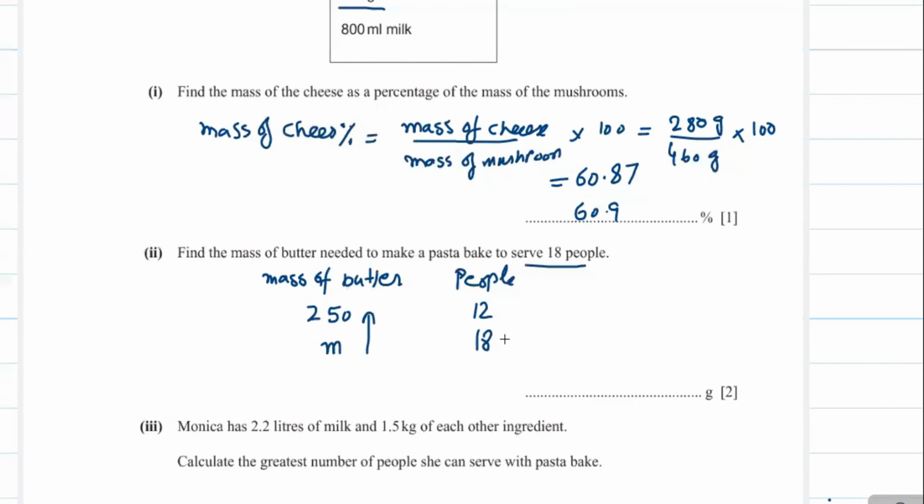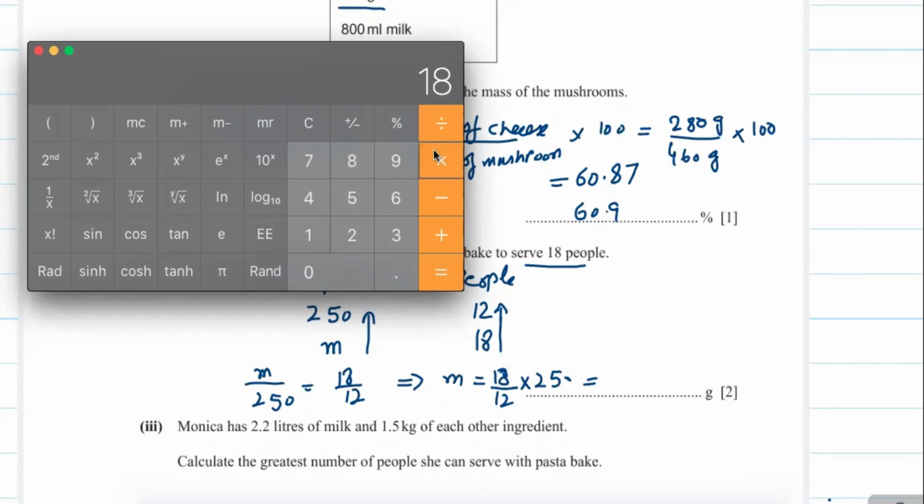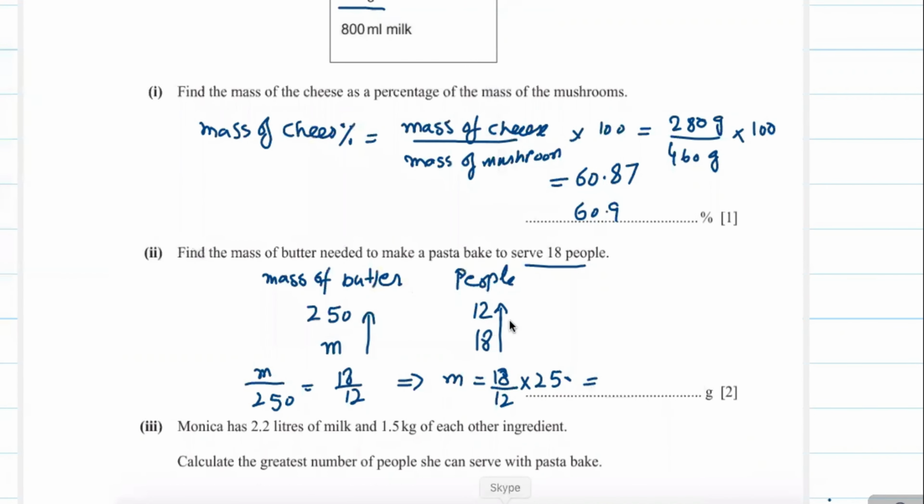Now we take the ratio. It's a very simple method. M over 250 equals 18 over 12. So M equals 18 over 12 multiplied by 250. Now we check the answer: 18 multiplied by 250, divided by 12. That answer is equal to 375. This is the answer.